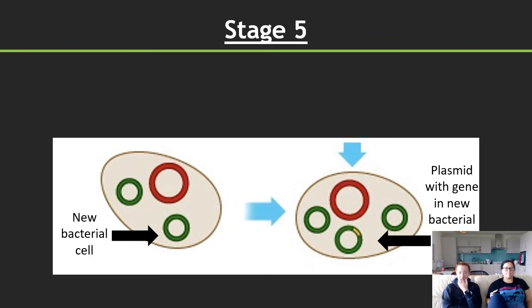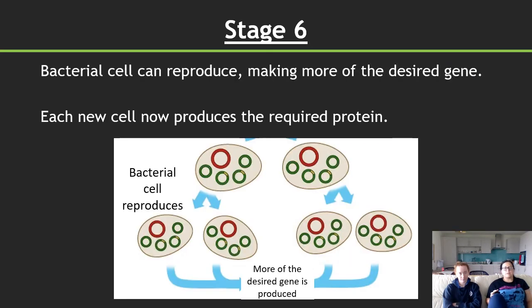Okay, once that has happened, the plasmid with that new gene now sealed into it is then placed into a new host bacterial cell. So the plasmid with the gene in it is not put back into that original bacterial cell. There is a new cell that has been brought in and it has been placed into that. And that's really important that you show that you know it is a new host bacterial cell that this plasmid is inserted back into. And stage 6, these bacterial cells can reproduce.